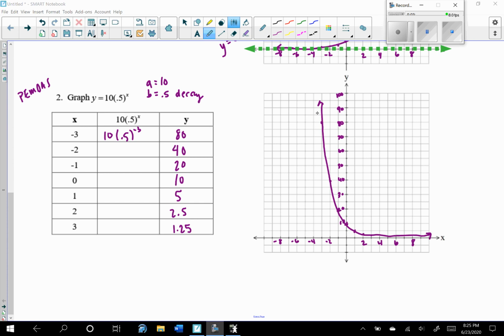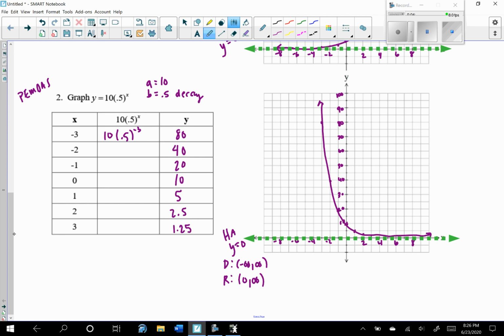So when you plot your points and graph, you'll notice that it is exponential decay because as you move from left to right on your graph, your y values are decreasing. And we also still have our horizontal asymptote at y equals 0. And the domain for this, just like the other graph, is all real numbers for exponential functions. We've talked about that already. And the range, just like the graph above, is from 0 to infinity.